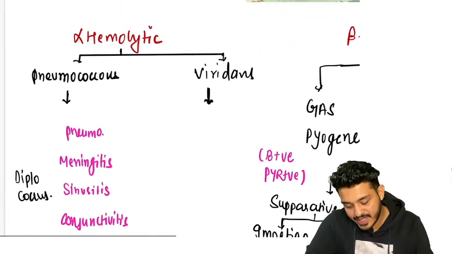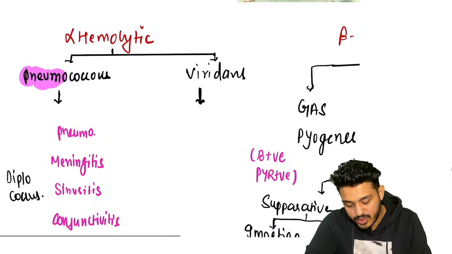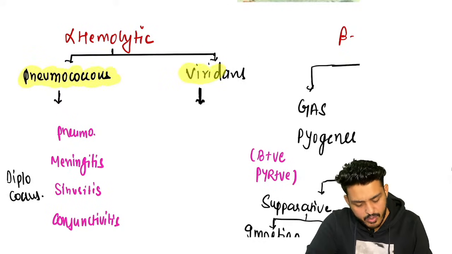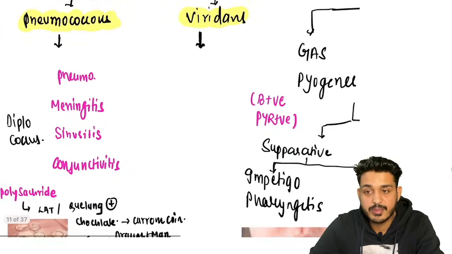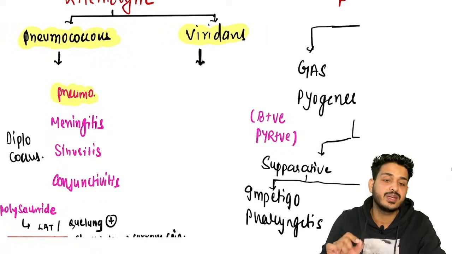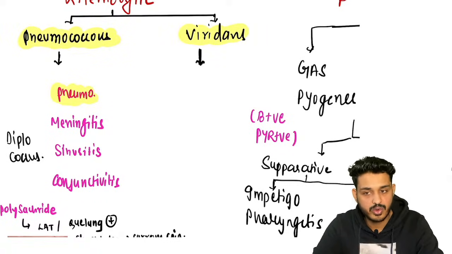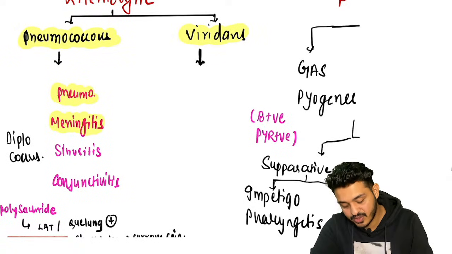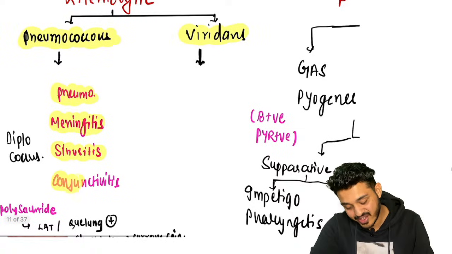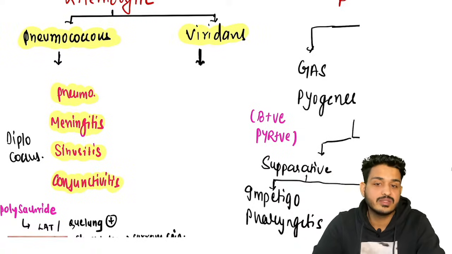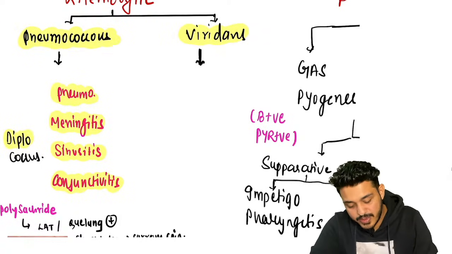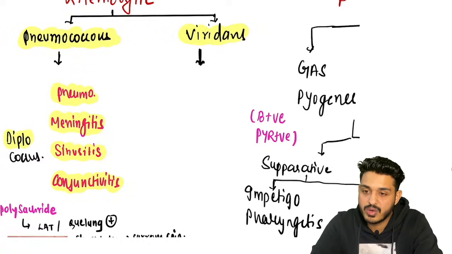Alpha hemolytic bacteria can be pneumococcus or viridans. In pneumo, you have to remember it is the most common cause of pneumonia, community acquired pneumonia. The answer will be pneumococcus. Most common cause of meningitis, your answer will be pneumococcus. It can cause sinusitis. It can cause conjunctivitis, the sticky eye that you are having. It is a diplococci. Diplococci means two bacteria are living together.